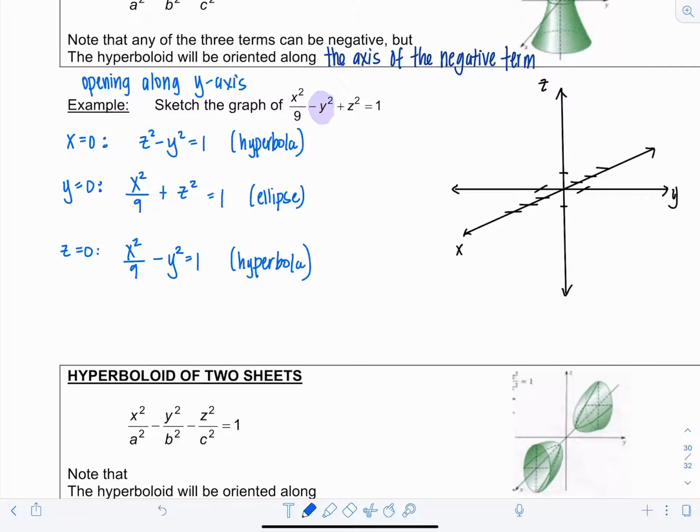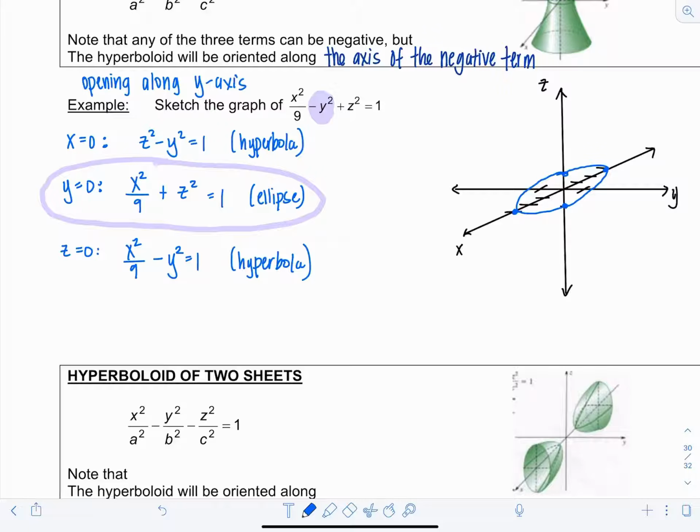Okay, word of advice when you're graphing these traces for it to not fall apart at the seams. What you want to do is actually graph the ellipse, the trace that's an ellipse, first, okay? That'll help orient you a little bit better. So I have an ellipse. In the x direction, I'm going to move 3 units from the center. And then in the z direction, I'm going to move up and down 1 unit. So I have this ellipse in the xz plane. Okay?